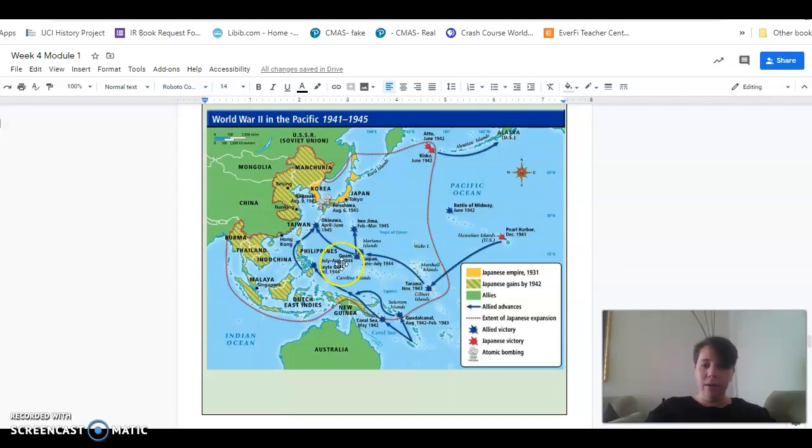You can see these blue arrows are showing Allied advances. These are the good guy advances. And anywhere there's a blue bomb, that's where the Allies had victories. You see the red arrows and red bombs are examples of Japanese expansion and Japanese victories. The dotted line that sort of runs everywhere is the extent of the expansion. So we know that they had all of the territory within this dotted line in this area.